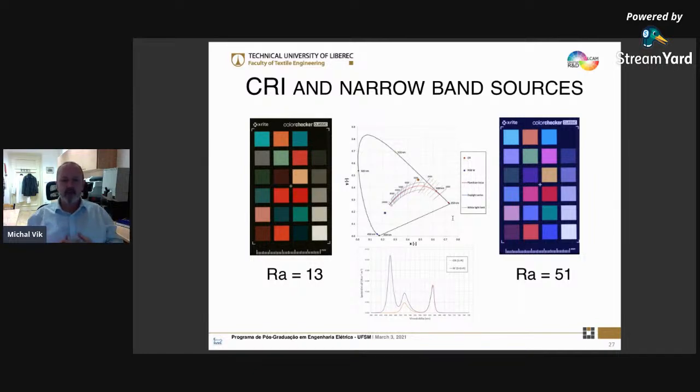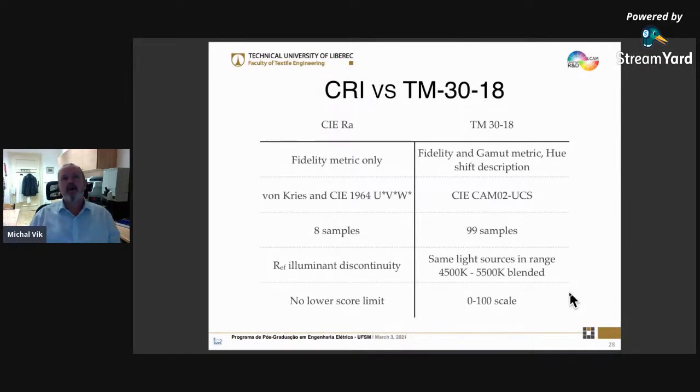And my question now is, if you compare these two specimens, which appears more natural to you? I think that for many people, the left sample, the left color checker, appears more natural, more relevant. But you can see here only 13. Here, this one 51. How to solve this problem? One of the opportunities is the development of another metric.